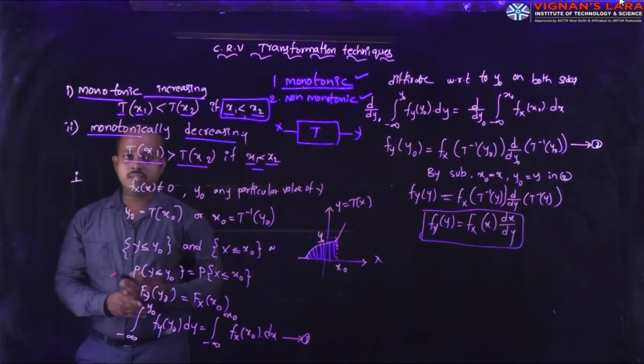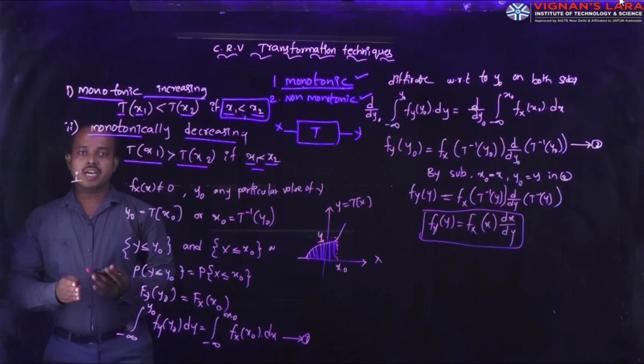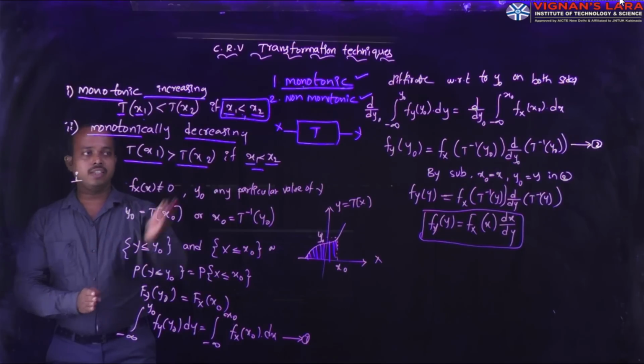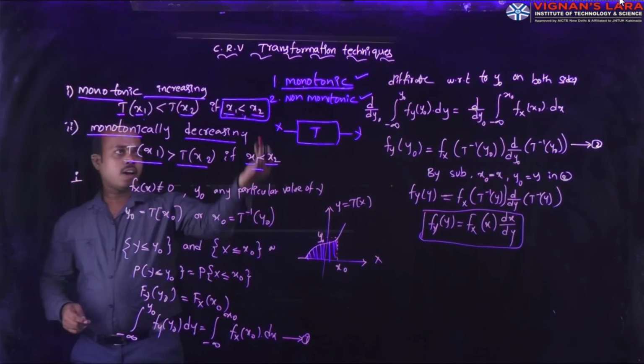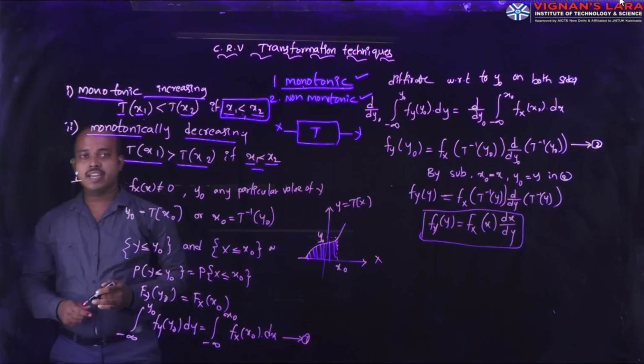Coming to the decreasing method, the monotonic decreasing method, the relation becomes opposite. The relation is opposite when we take the decreasing method. Here I am taking the relation x1 less than x2.